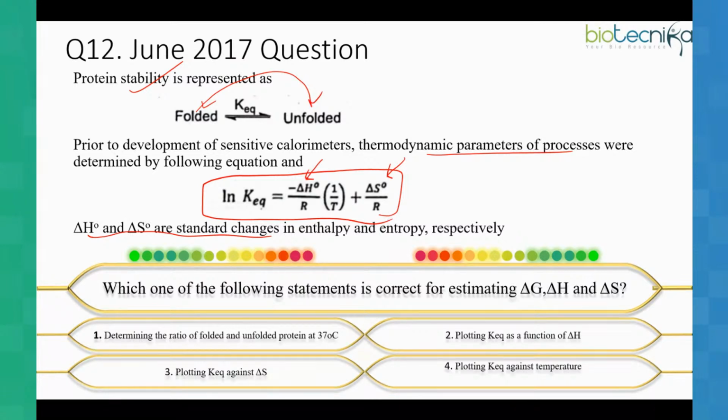Enthalpy is the heat content of the system, entropy is the degree of randomness. So they are asking which one of the following statements is correct for estimating all three parameters, that is delta G, delta H, and delta S. Should we determine the ratio of folded and unfolded at 37 degrees C? Should we plot KEQ against delta H, I mean, as a function of delta H? Should we plot KEQ against delta S, or should we plot KEQ against temperature?